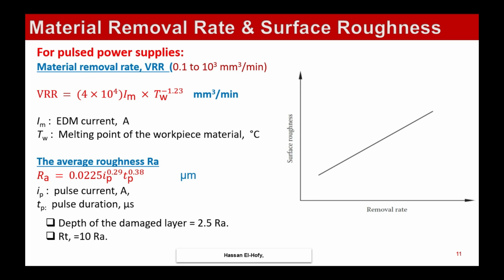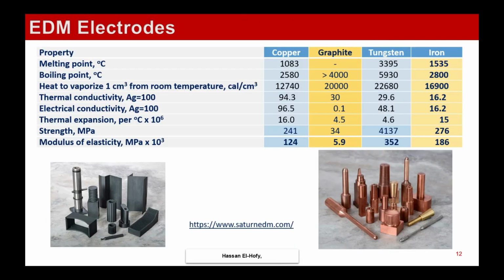The graph shows that an increase of removal rate increases the surface roughness, and this will be explained later through the crater size formed during EDM.